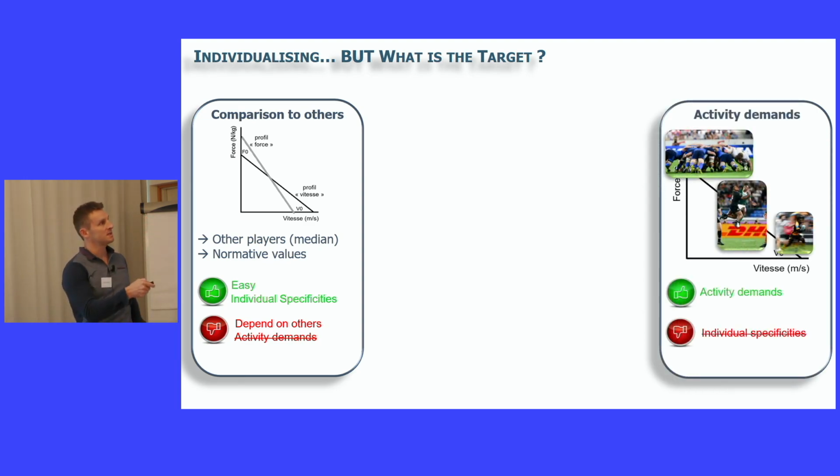And so you can say that in rugby, for example, the forward players need some force at low velocity, so we will train them for improving F0. And the forward and the back players need to sprint very fast, so we'll train them to improve the V0. So it considers the activity demands, but it doesn't consider the individual specificities. You will train all the forward players in the same way and all the back players in the same way. And maybe it's not the best solution.